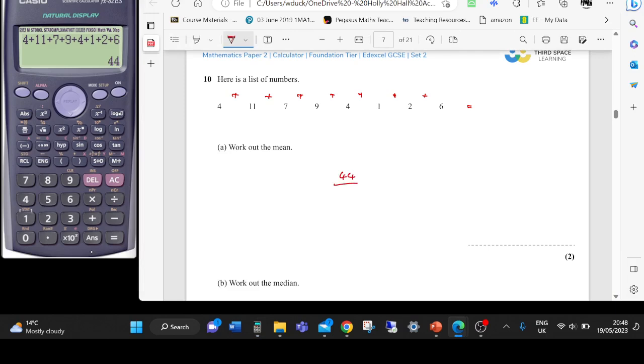And then I need to divide that by the number of numbers. So we've got 1, 2, 3, 4, 5, 6, 7, 8 numbers. So divided by 8. And that gives us 11 over 2, or 5.5.